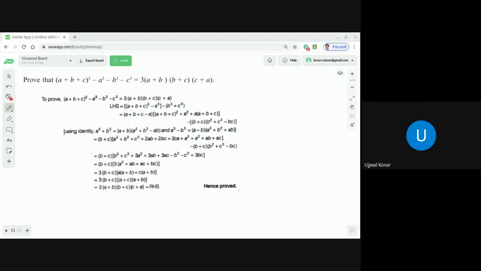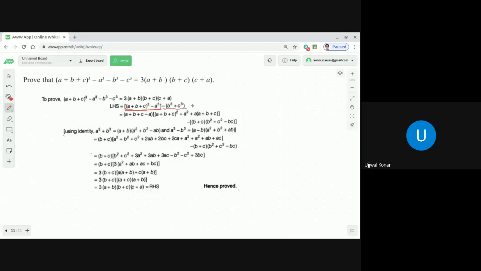Is it clear, or do you want me to explain, dear students? Could you explain from the user identity a cube plus b cube part? Sure. What we are doing here, dear students, is that from the left hand side we take a plus b plus c cube minus a cube, and then whatever the minus b cube minus c cube is there, we take minus common, and b cube plus c cube.